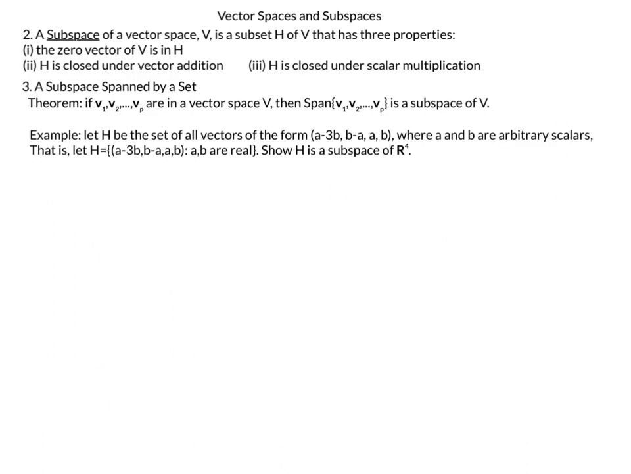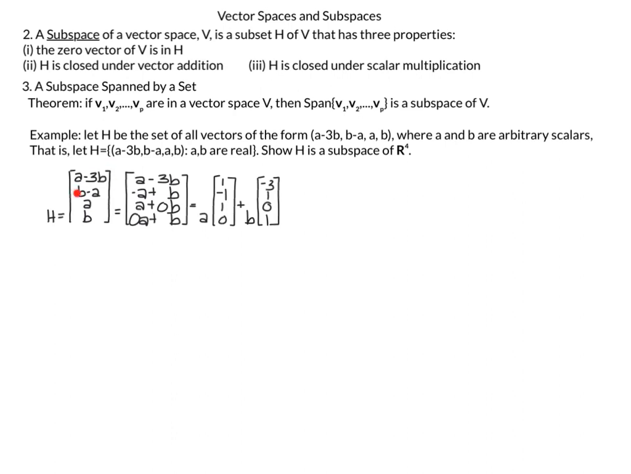We have another example. Let H be the set of all vectors of the form a minus 3b, b minus a, and b, where a and b are arbitrary scalars. That is, let H equal a minus 3b, b minus a, b, where a and b are real. Show that H is a subspace of R4. I start by rewriting H so it looks more like R4. So I have a minus 3b, b minus a, and b.